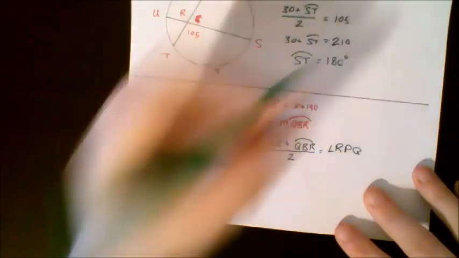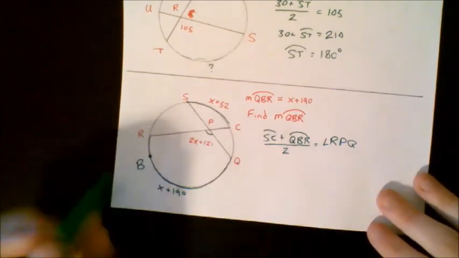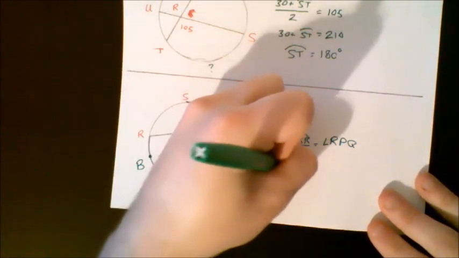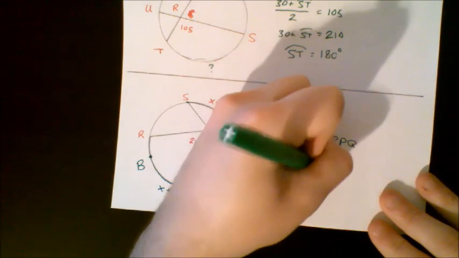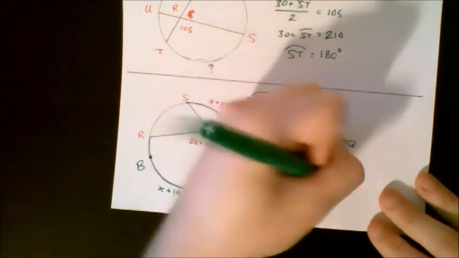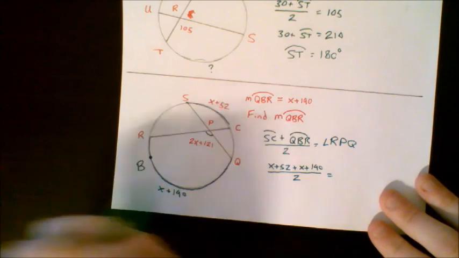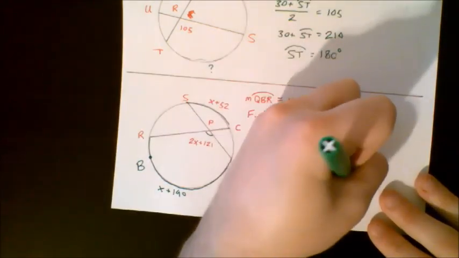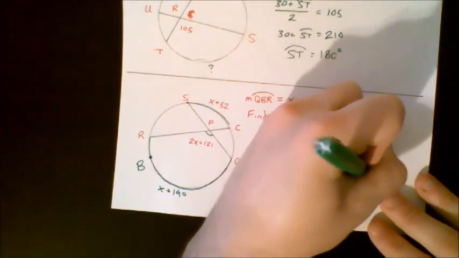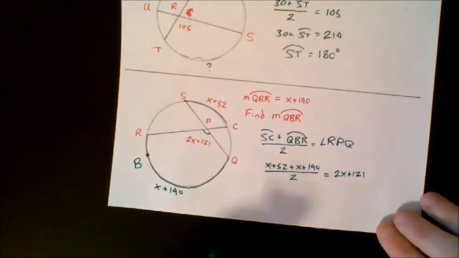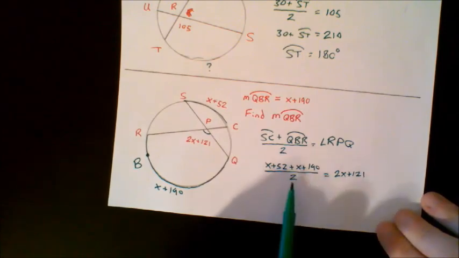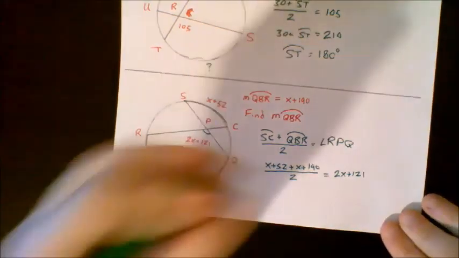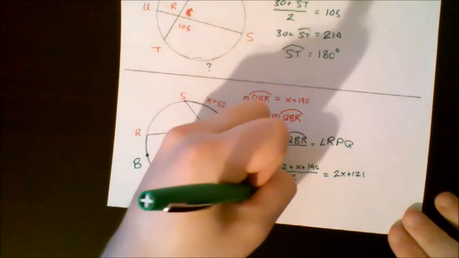All right, and now it's just a matter of plugging in everything we know. We know SC, X plus 52, plus X plus 90, that's X plus 190, divided by 2, equals 2X plus 121. And so there's 2 ways we can go from here. We can combine like terms on top and then cut it in half, or we can combine like terms on top and then just multiply the 2 over. Whichever way you want to do is fine, doesn't really matter.